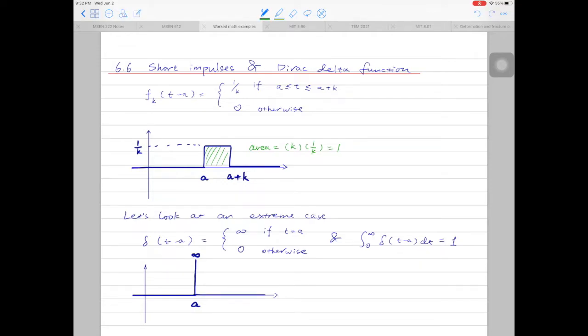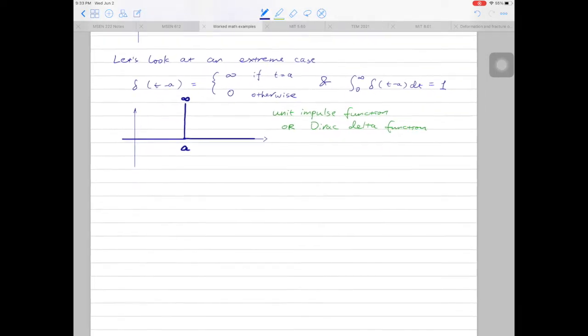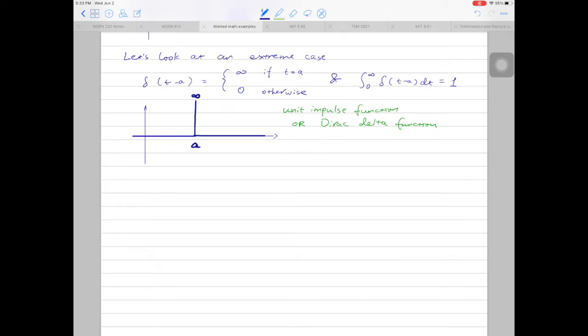Let's quickly go back to the second condition of this equation, that the integral of delta(t minus a) dt is equal to 1. What this tells us is that if we imagine the short impulse is a super slim rectangle, with nearly 0 width but infinite height, the area enclosed is still 1. The name for this type of equation is called the unit impulse function or the Dirac delta function. In the following example, we'll only focus on the Dirac delta function.